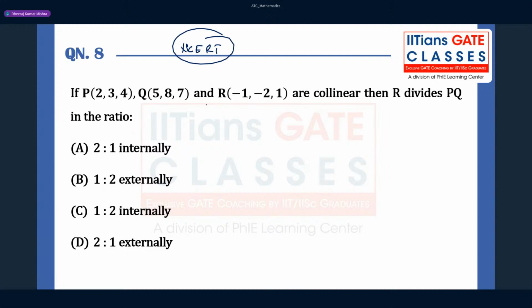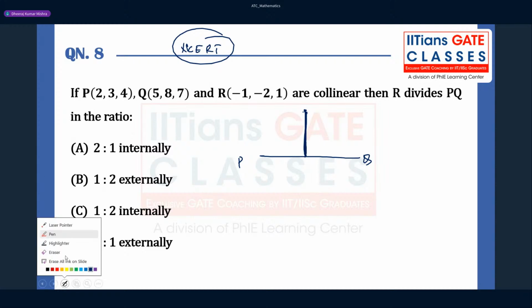Here PQR is given. They are saying that they are collinear points, and R divides PQ in the ratio, right? So you can say that this is a line PQ, and there is a point R, any point you can take. R divides PQ in the ratio, right? It is going to divide this line. Let me take any point here.